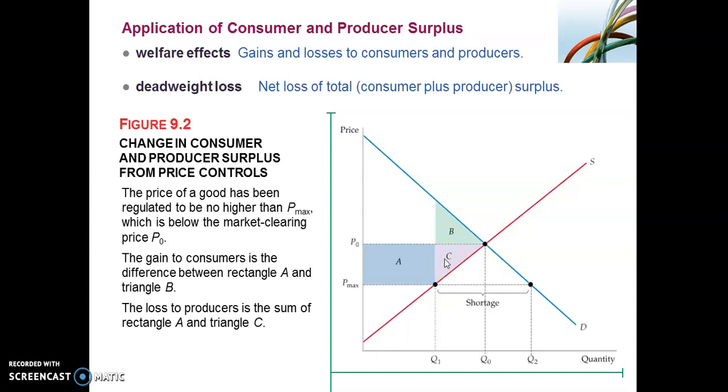And a deadweight loss is defined as a net loss of total surplus. So this was a net loss to total surplus. This portion was lost by consumers and this portion was lost by producers.